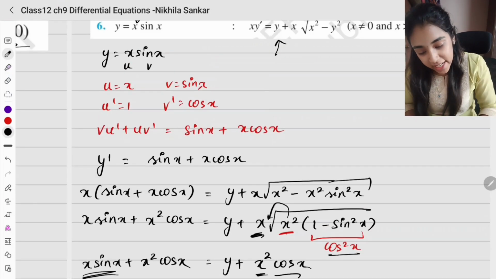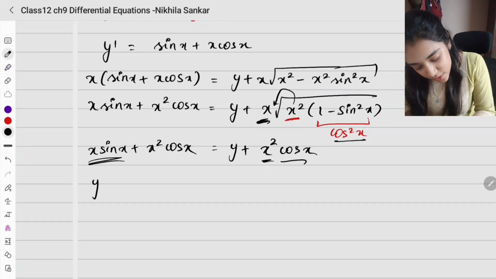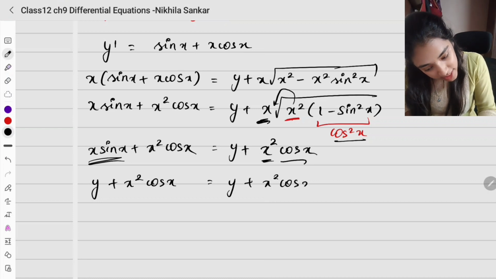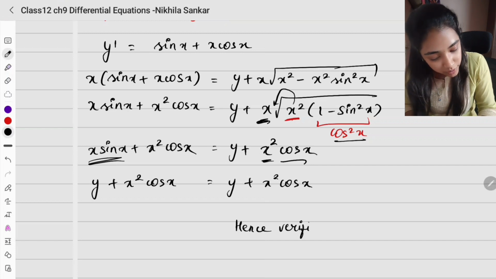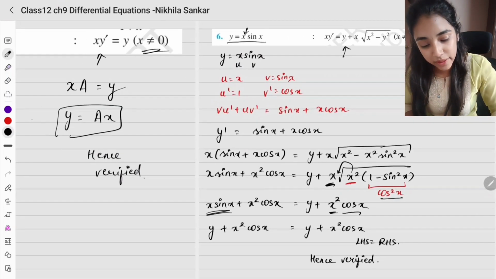So what is my x sin x here? I see that it is y from the question. So my LHS is going to be y plus x square cos x, which is again y plus x square cos x. Hence proved. Hence verified or proved or whatever you want to write. Okay, LHS equals RHS. Clear? Please copy.